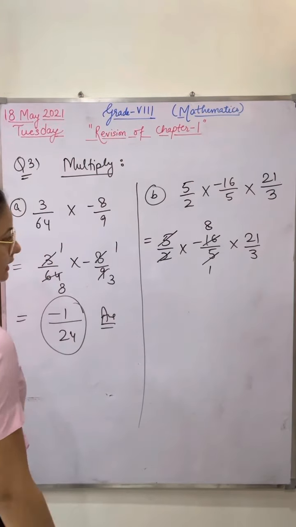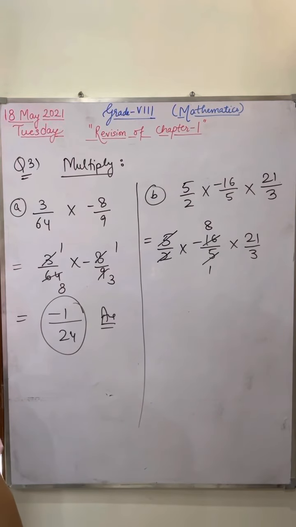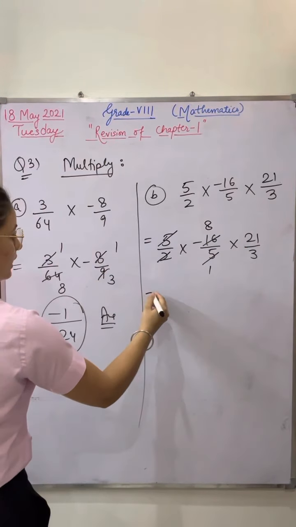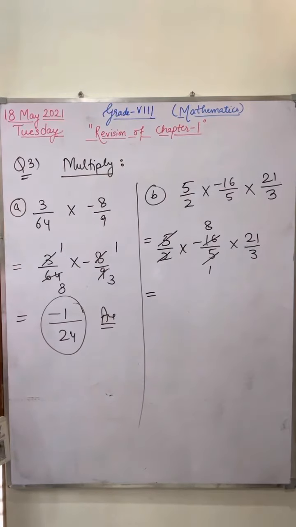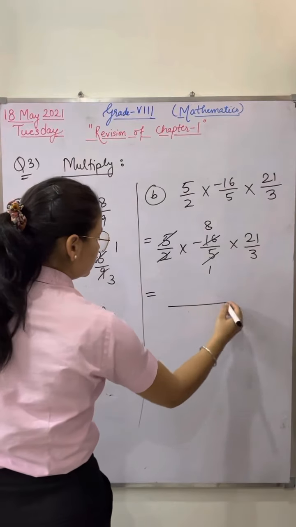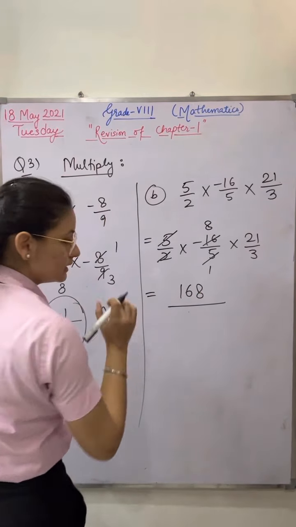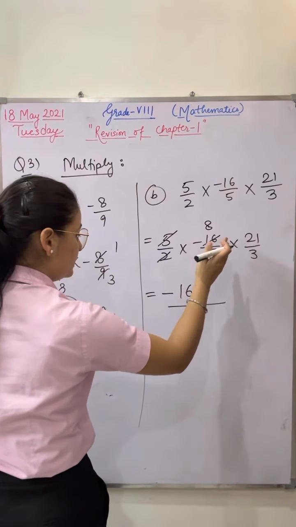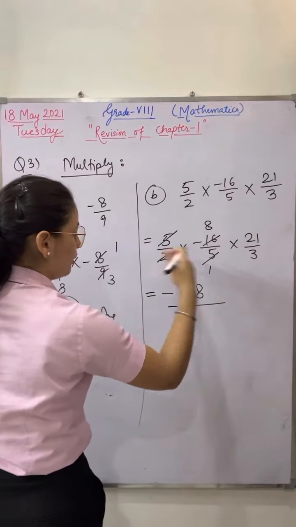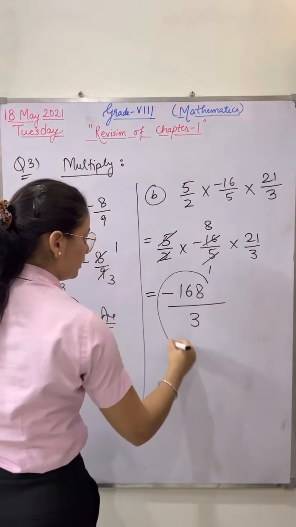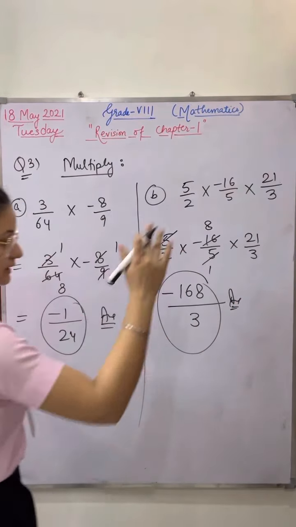Anything else we can cancel? No, now we can't cancel. 8 we can't cancel with 3, 21 we can't cancel with 1. Please multiply 21 into 8. Ma'am, 168. Plus or minus? Ma'am, minus. Very good. If any one is minus, you have to write minus here. Now in the denominator? Ma'am, 3. Yes, 1 into 3 is 3. Very good. Please mute yourself. This is the answer.